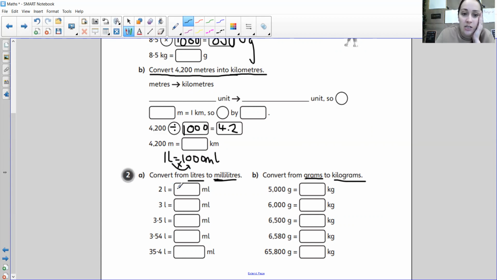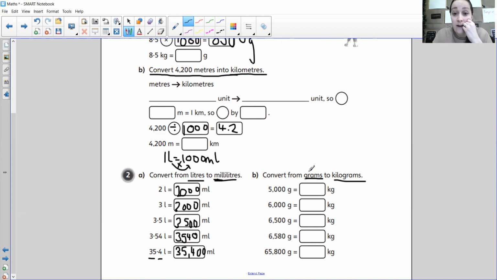So 2 litres into milliliters then, we times by 1,000 would be 2,000 milliliters. 3 litres would be 3,000 milliliters. 3.5 would be 3,500 milliliters. 3.54, well, that would be 3,540 milliliters. All we're doing is times it by 1,000, just moving everything up. 35 litres, right, well, 35 times 1,000 would be 35,000. Then 0.4 would be 400 milliliters.